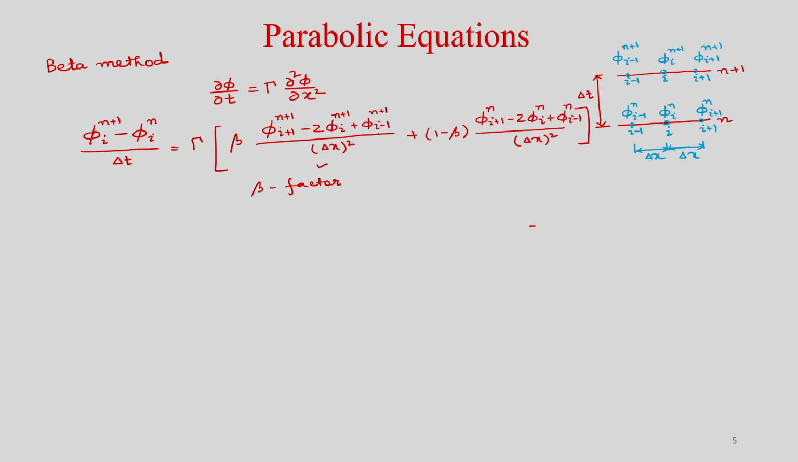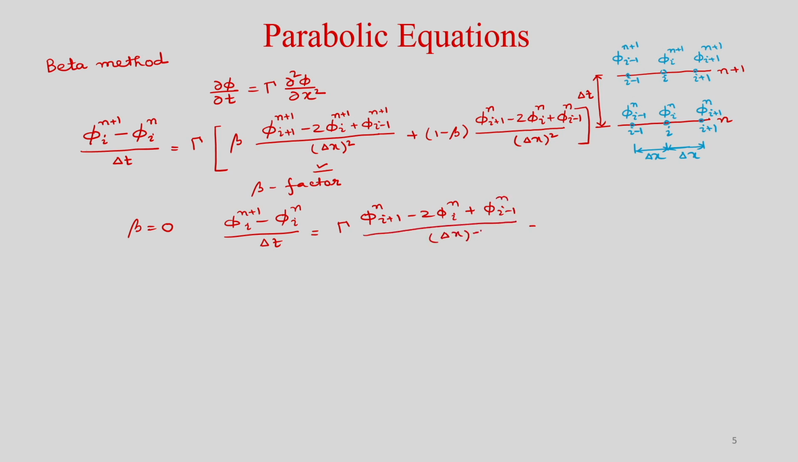So, all these things we have already discussed. Let us say that beta is equal to 0. If beta is equal to 0, then the first term will become 0 and you will get only the second term, in this form: phi I n plus 1 minus phi I n divided by delta t is equal to gamma times phi I plus 1 n minus 2 phi I n plus phi I minus 1 n divided by delta x square.